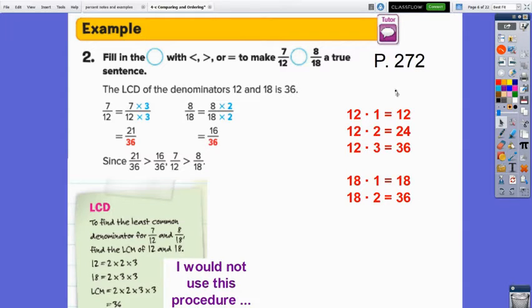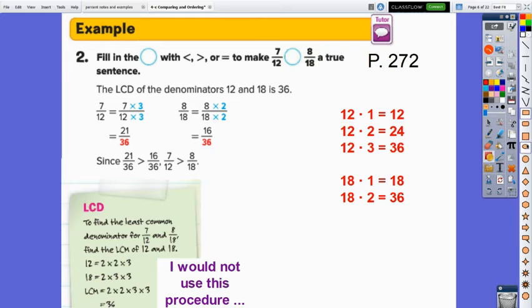And then I go to the multiples of 18. 18 times 1 is 18. 18 times 2 is 36. And I do that until I get a number that's on both lists. Now, usually you can do this in your head, depending on how hard the numbers are, right? But once you have this number that's in both lists, that is the least common denominator. Okay, so that means we have to rewrite these fractions as 36ths.